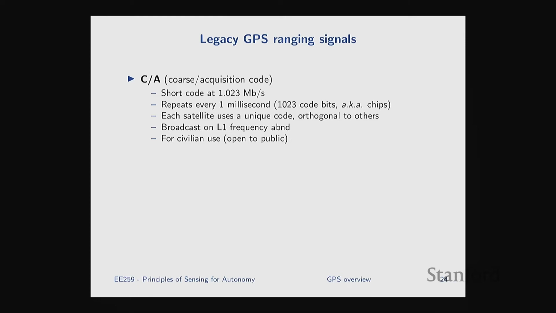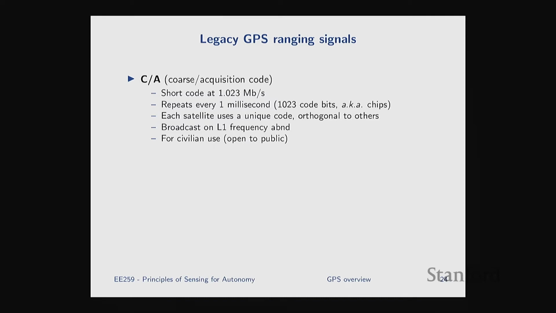But at a high level, start with the CA. We're talking about legacy GPS ranging codes, not the navigation messages yet. CA stands for Coarse Acquisition code. This was a legacy GPS signal still being transmitted today. So today we're transmitting the modernized signals, and legacy signals are still being transmitted and relevant. It's what we call a short code, modulated at 1.023 megabits per second, and it repeats every 1 millisecond.